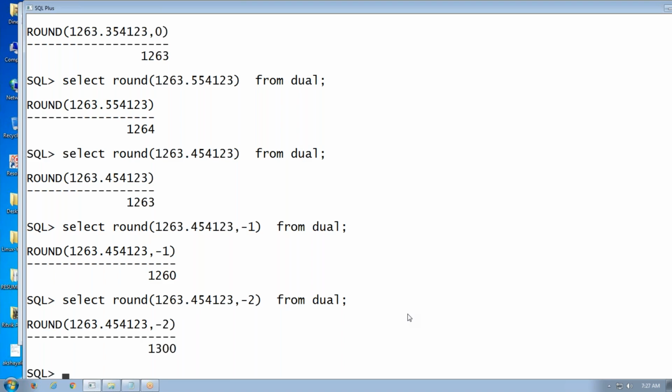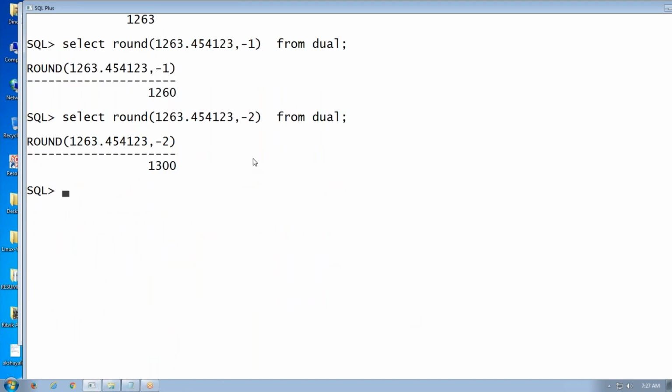So here is one important interview question. In the round function, if n is positive, then the decimal part is rounded. If n is negative, then the integral part is rounded. You should remember this compulsorily.